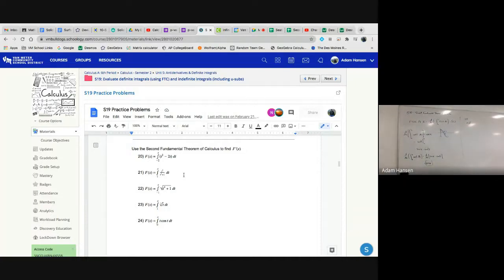Use the second fundamental theorem of calculus to find F prime of x if capital F of x is equal to the integral from negative 2 to x of t squared minus 2t dt. I want to find F prime of x.